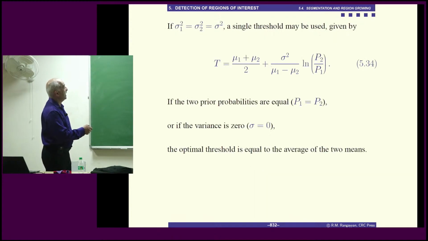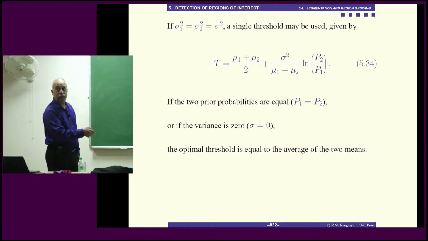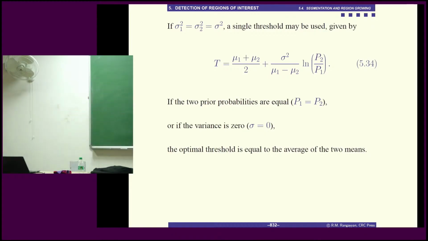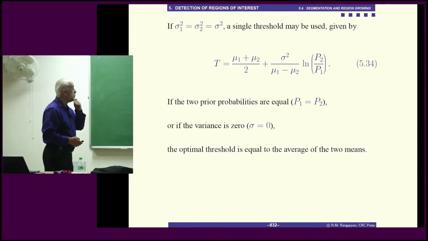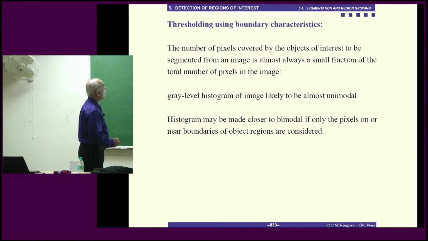So if the variances are the same, then a single threshold may be used, T equal to (mu1 plus mu2) over 2, plus this term. If the two probabilities are equal, then this goes away. And the threshold is just (mu1 plus mu2) over 2. That is, the threshold is simply the average of the two means, if the two probabilities are equal. So you just take the mean of these and then take the middle of them. That is one technique with these assumptions. That's not the best, but that's one way of optimization.